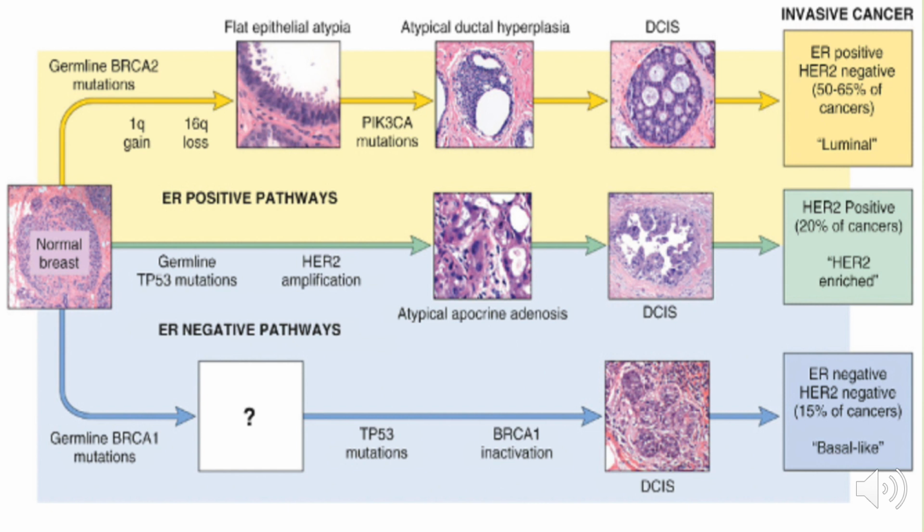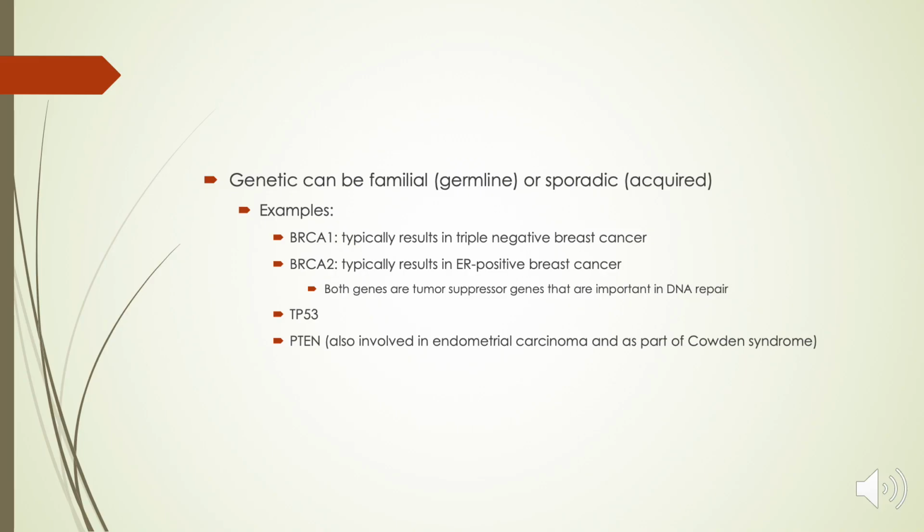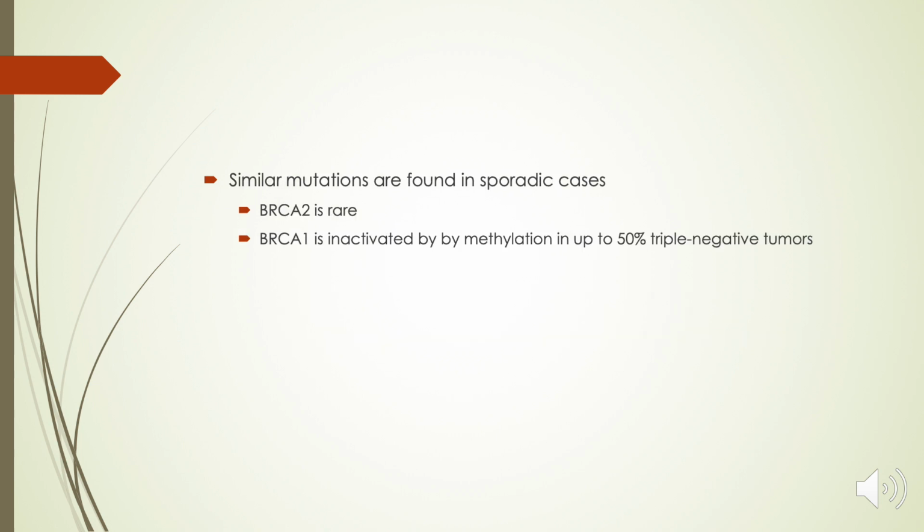The BRCA gene mutation could be germline, meaning they are inherited or occur at the level of the germ cells, affecting all cells of the body, or acquired, affecting only the tumor cells. In any case, they are involved in the triple negative breast cancer subtype. The genetic involvement in breast cancer can be familial or, with the exception of BRCA2, those other mutations can be seen in sporadic or acquired cases.